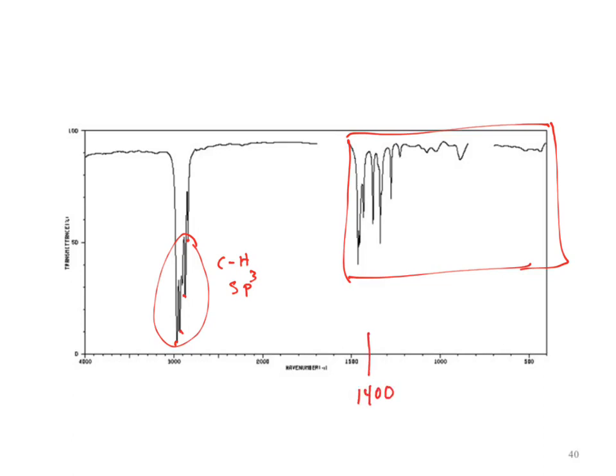Actually at 1400. Okay, that's a horrible straight line. This is known as your fingerprint region. Okay, it's what identifies the molecule. You could identify me by taking fingerprints of me. It's not easy to go through and do that process, but you could do it.